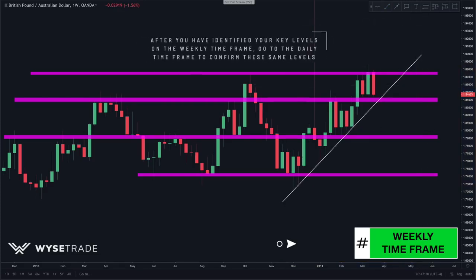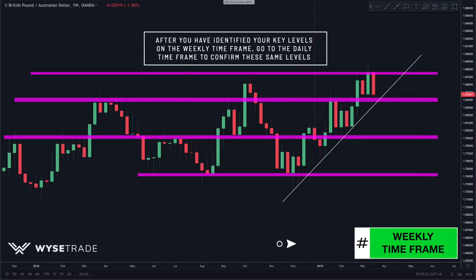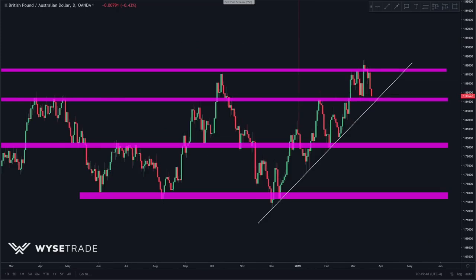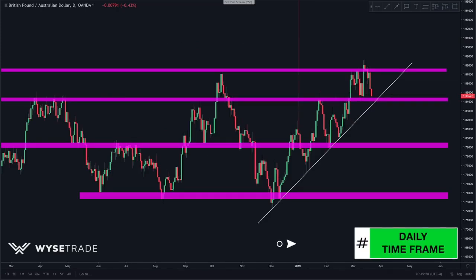Now that we have all our key levels identified on the weekly, let's jump to the daily time frame to confirm these levels. So here in the daily, you can again see how the key levels you drew in on the weekly fall into place on the daily, and leaving out all the minor levels so that you don't confuse yourself.